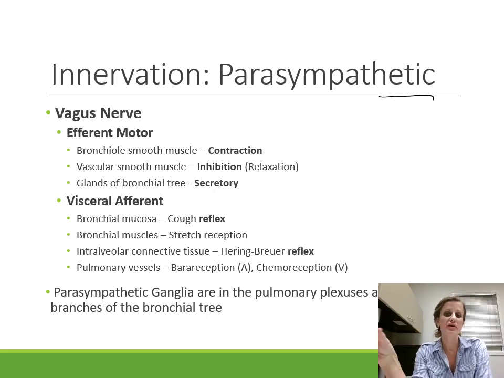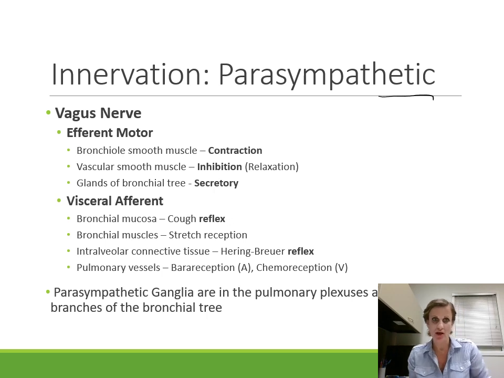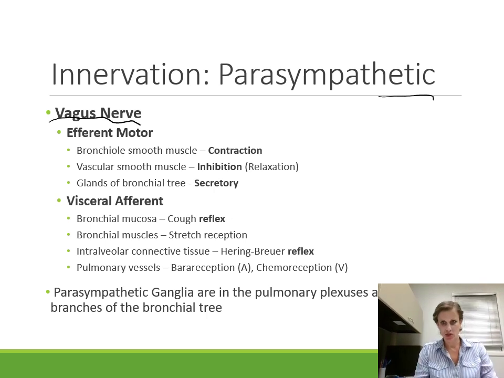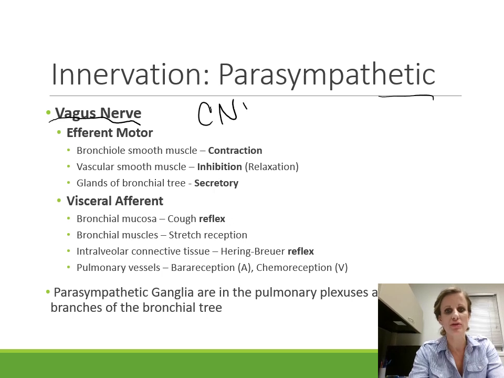So the parasympathetic innervation of the lungs comes from the vagus nerve. Okay, the vagus nerve, remember, is cranial nerve 10.